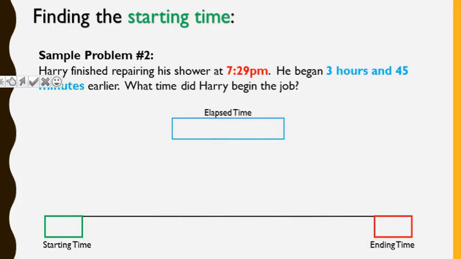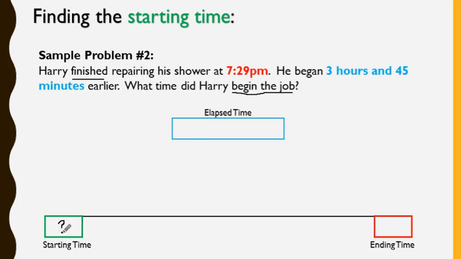It says this one we're going to find the starting time. Okay, so our problem says Harry finished repairing his shower at 7:29. That sounds like a keyword. I'm going to underline it. He began 3 hours and 45 minutes earlier. What time did Harry begin the job? Okay, so that's our question. We need to find the starting time.